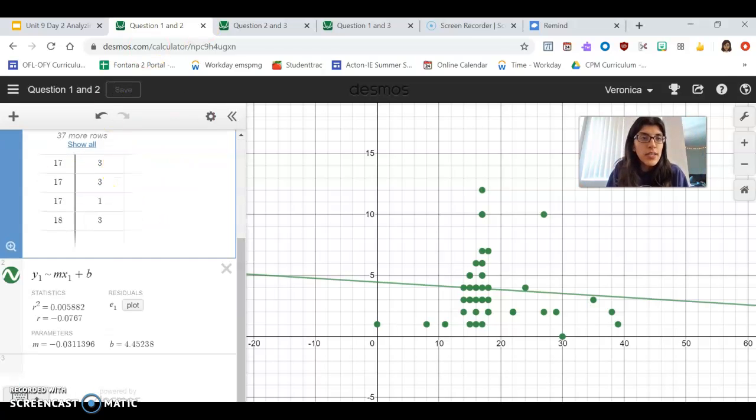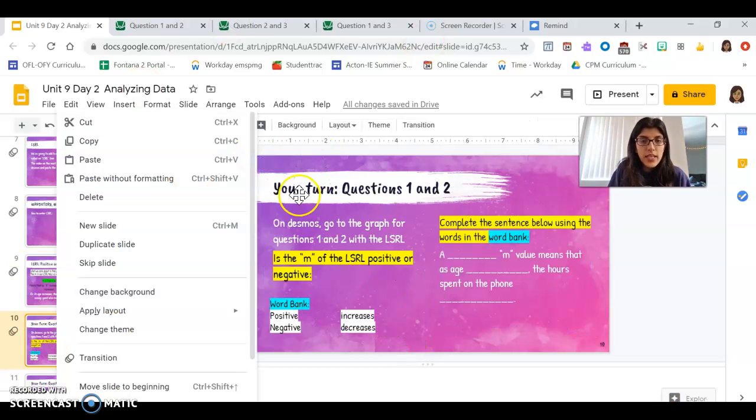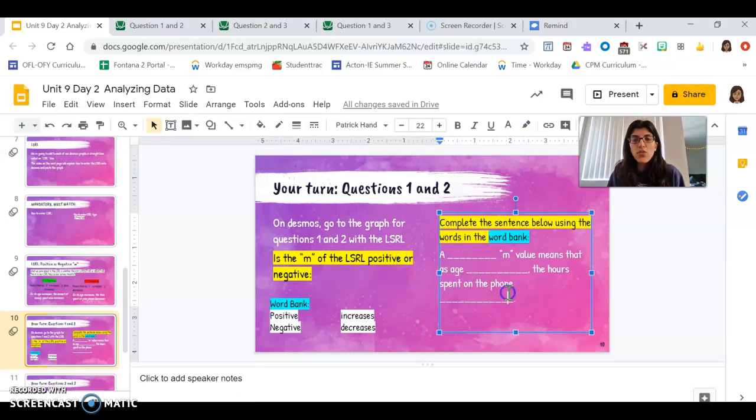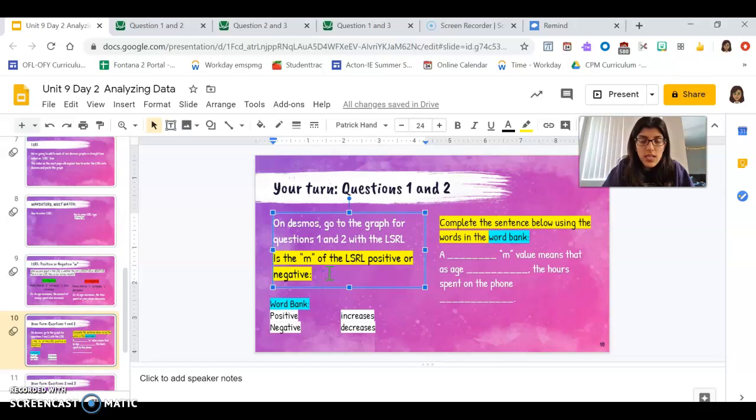So let's go here. It gives you examples down here, kind of sentence structures. Then let's go here. So what it wants you to do for questions 1 and 2 on Desmos, go to the graph for questions 1 and 2 with the LSRL. Is the m of the LSRL positive or negative? So I'm going to go to question 1 and 2. Going to my m, see how it's m equals negative? I'm going to write that it's negative. So you're going to go here. You're going to say m is negative. Or you could just write negative, doesn't matter.